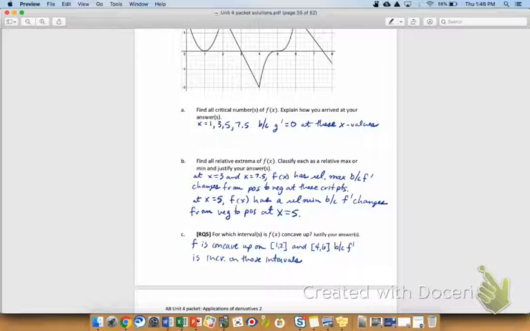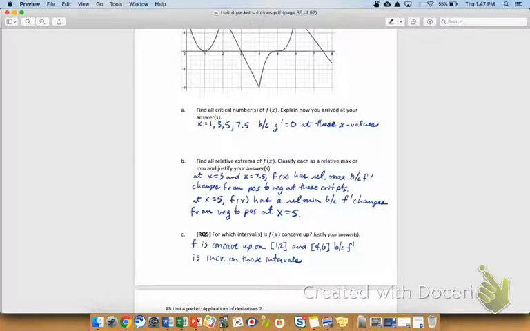B, you were able to hopefully figure out some relative maximums and relative minimums. I used the first derivative test there. I did not re-explain in B why those are critical points because I already did that in A. You don't really have to repeat yourself within any one question, even if it has multiple parts. If you did, it's fine, but you don't have to.